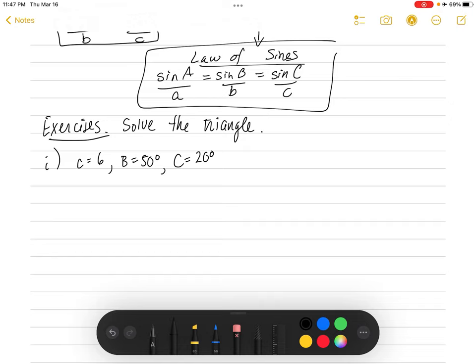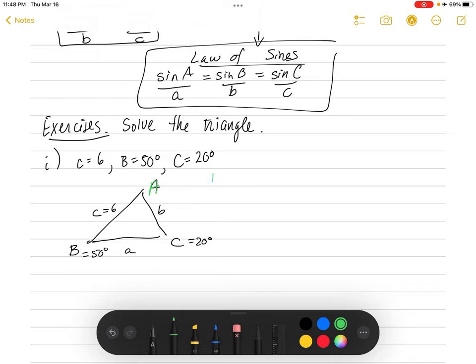So, let me draw my triangle. So we got A, B, C, little c, little a, little b. Little c is 6, big B is 50 degrees, big C is 20 degrees. If I'm finding this, I gotta find big A, I gotta find little a, I gotta find little b. First thing I probably want to find is the big A, because I got two of the angles.